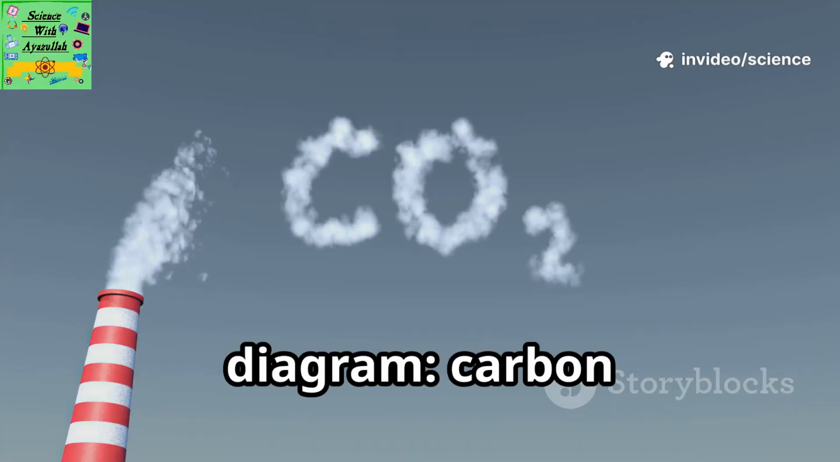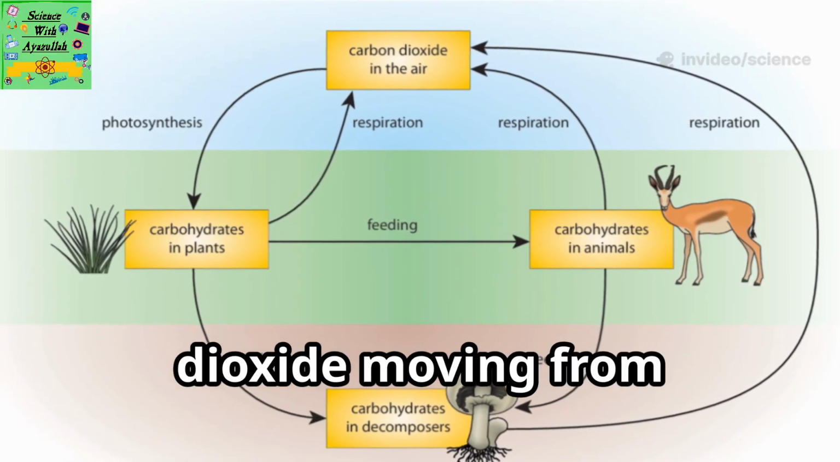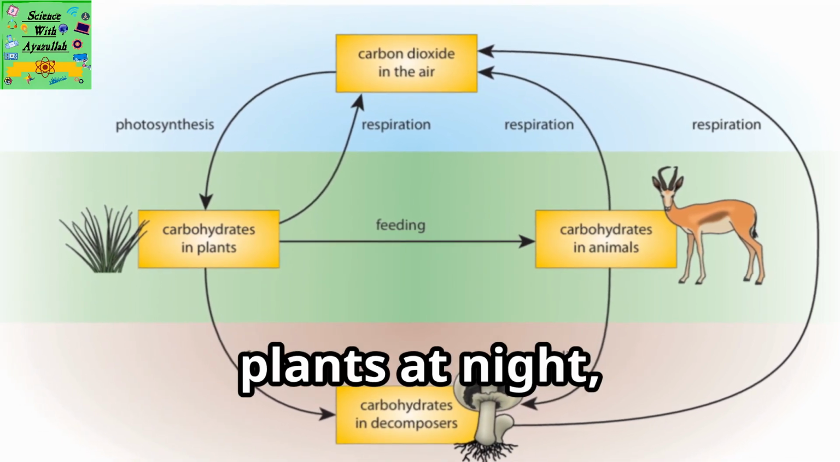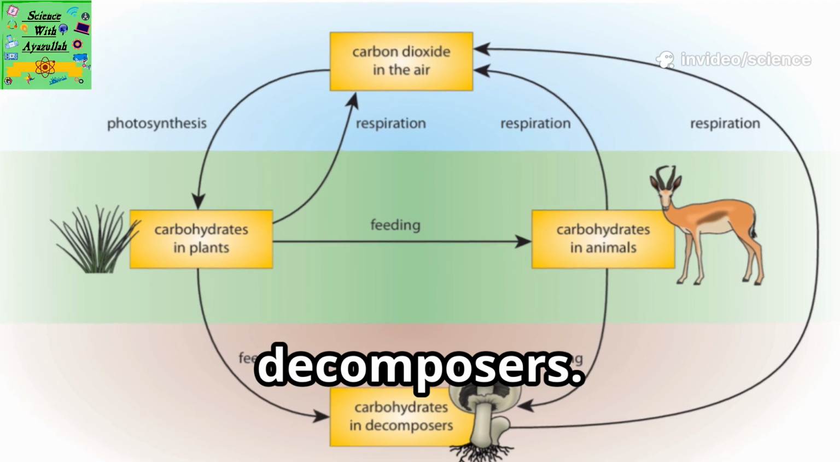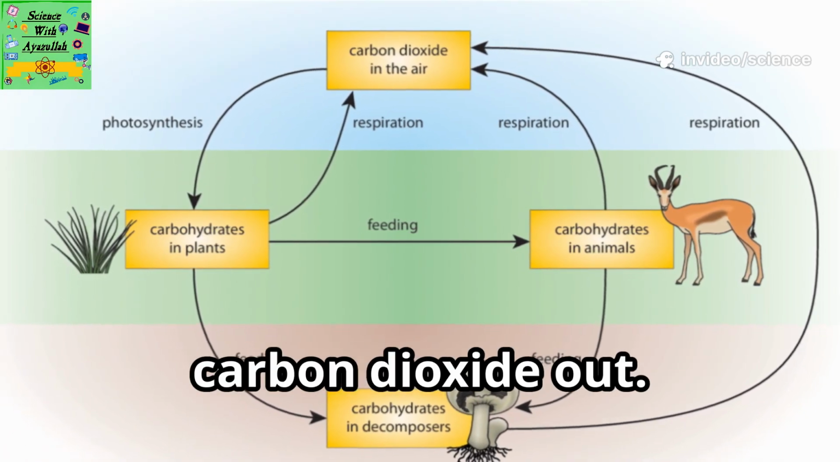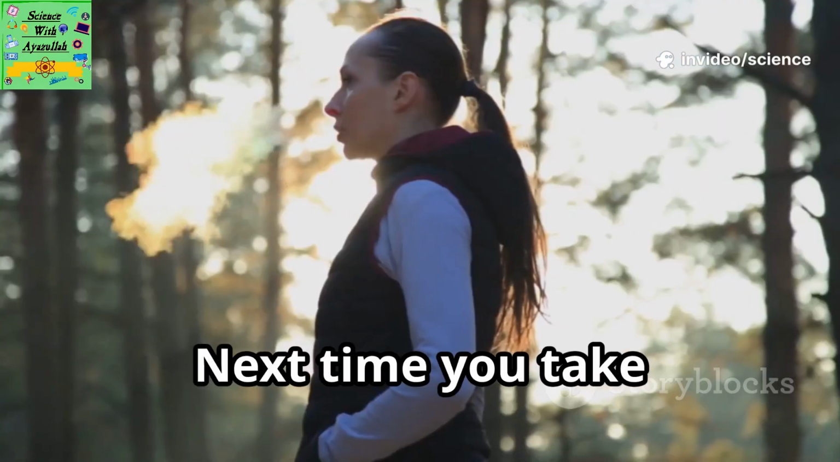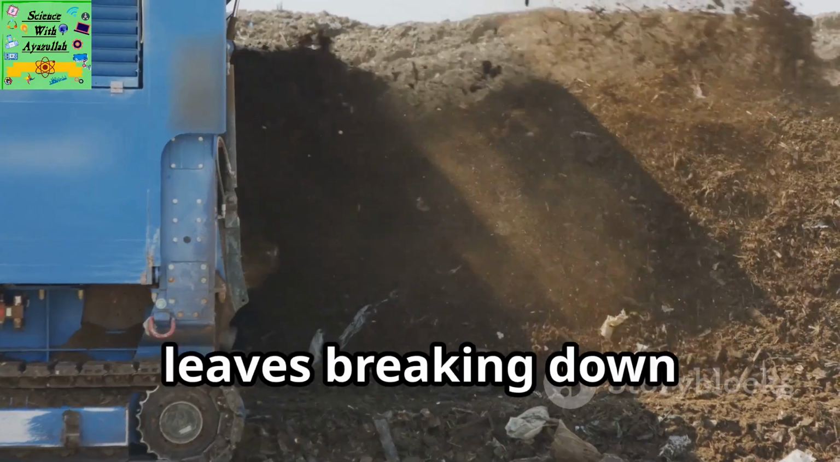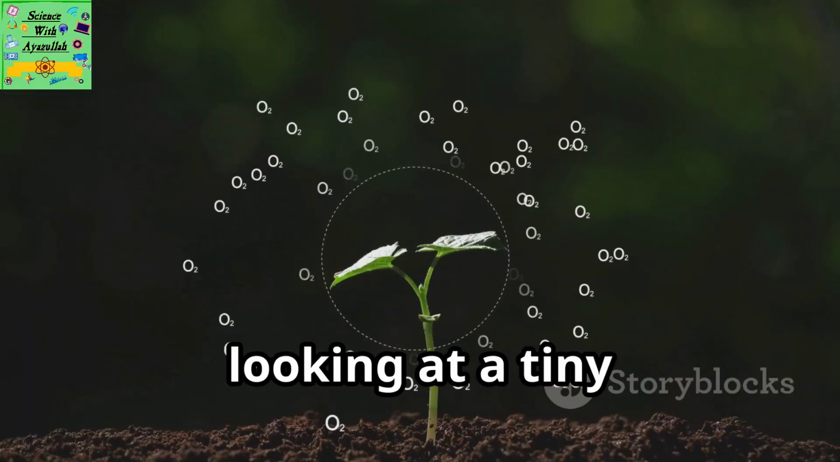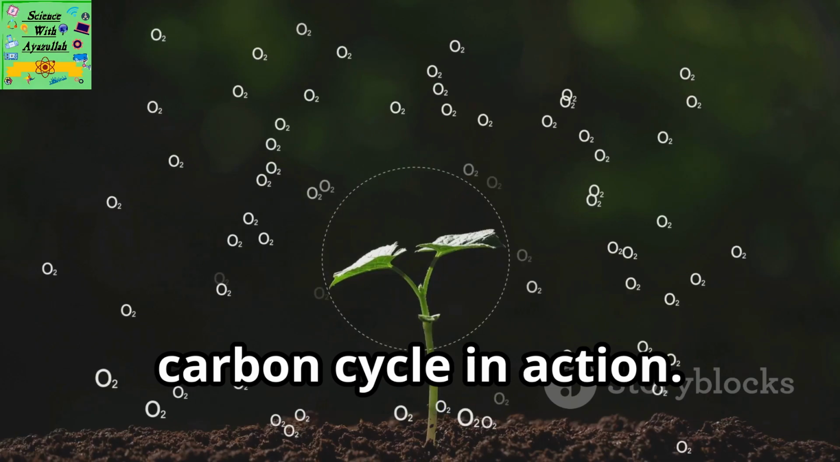Imagine a flow diagram. Carbon dioxide moving from the air into plants, then back out again through animals, plants at night, and decomposers. It's a constant cycle. Carbon dioxide in, carbon dioxide out. Next time you take a breath, or see a pile of leaves breaking down in the yard, remember, you're looking at a tiny part of this giant carbon cycle in action.